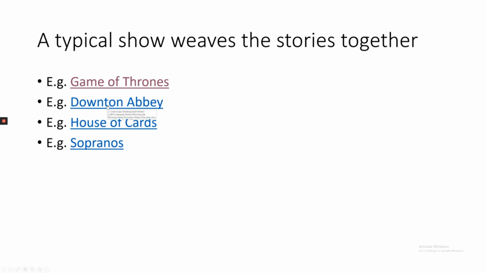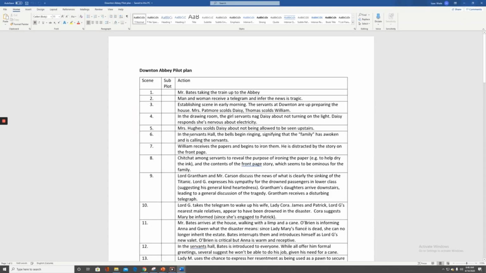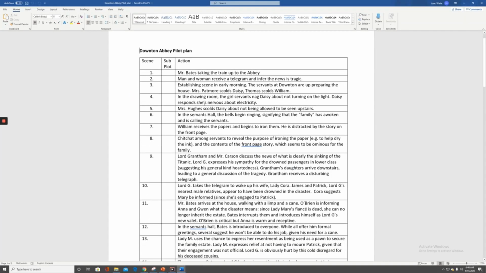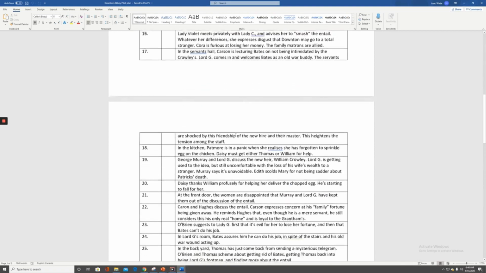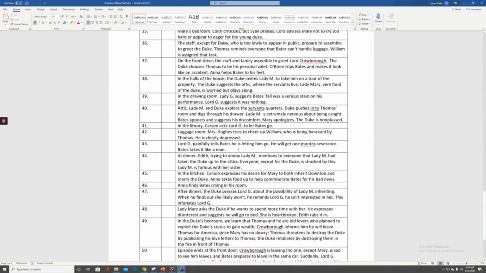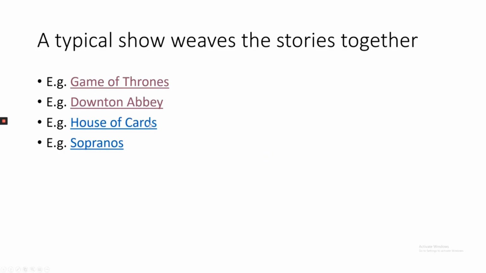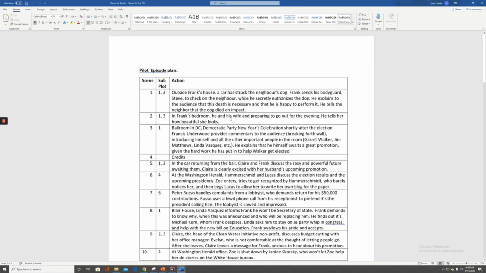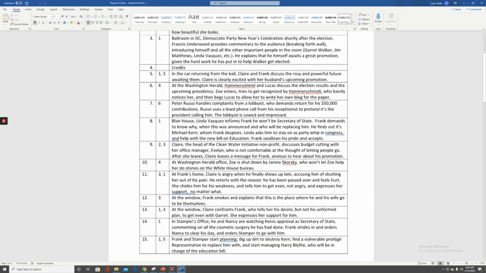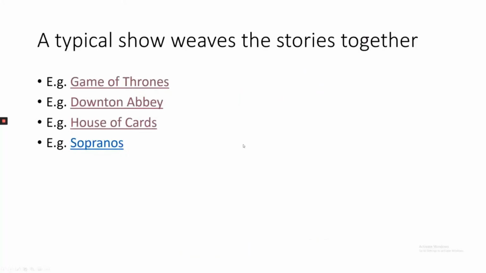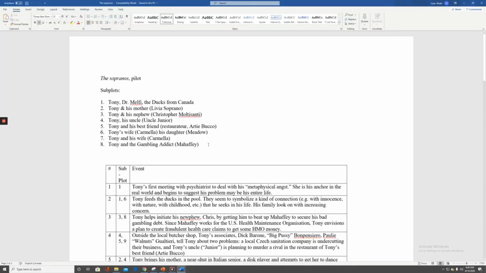We can take a look at Downton Abbey, same thing. There's a scene in which action takes place, and it's a linear show. Things happen from beginning to middle to end. Same thing with the House of Cards. There's a scene, there's the action, and it all flows together. I've done this also with The Sopranos.